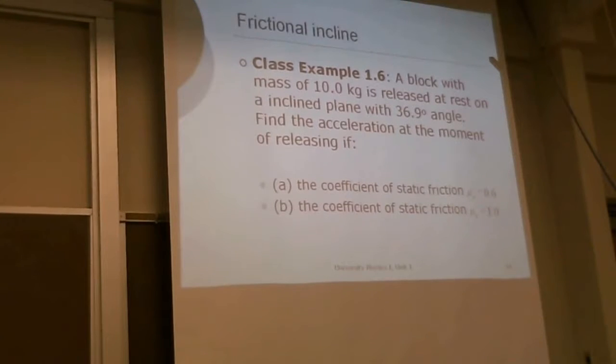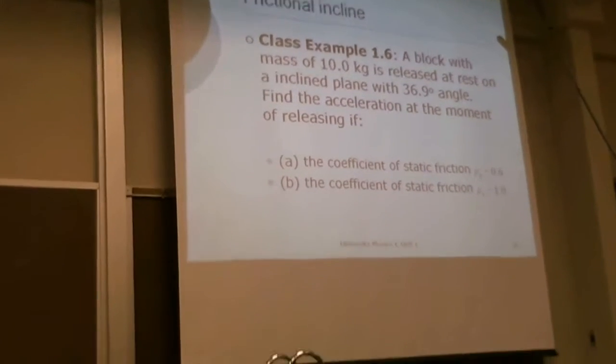We just want to find the acceleration at the moment of releasing. A, if the coefficient of static friction mu s equals 0.6. B, the coefficient of static friction mu s equals 1. Let's see if the coefficient is different. What difference does it make? Similar to those analyses.